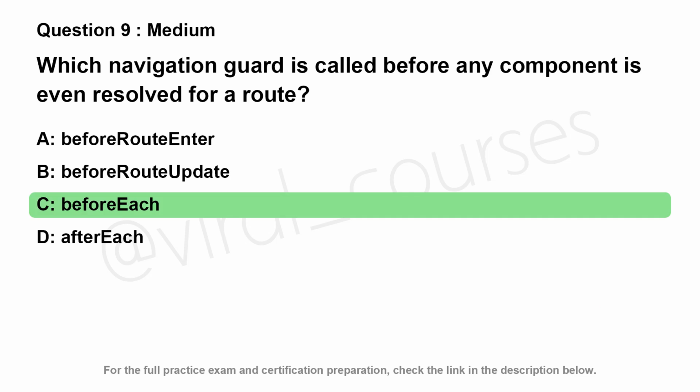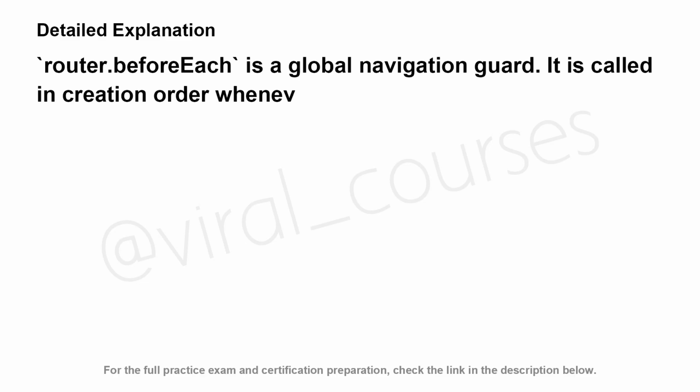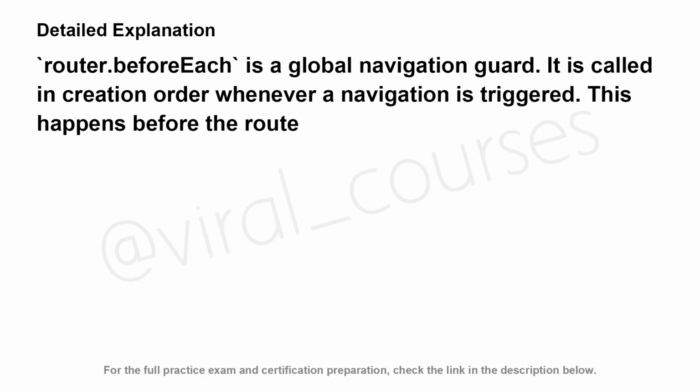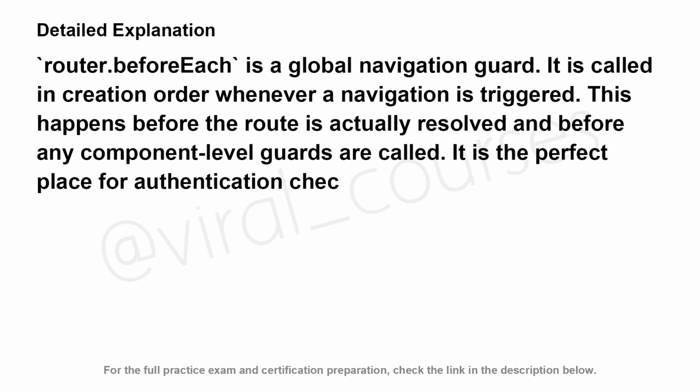The correct answer is C. router.beforeEach is a global navigation guard. It is called in creation order whenever a navigation is triggered. This happens before the route is actually resolved and before any component level guards are called. It is the perfect place for authentication checks or global redirect logic.